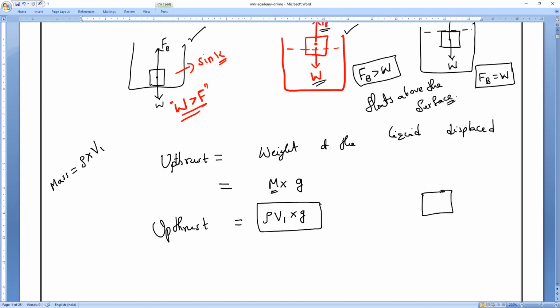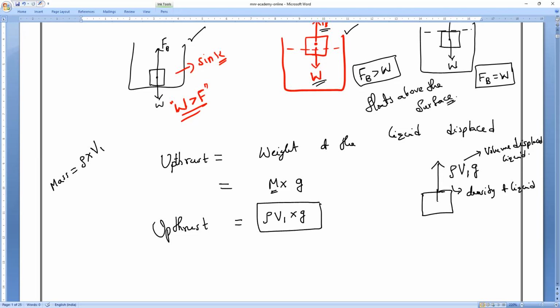So this is actually the buoyancy force. Buoyancy force is equal to what, guys? Rho V1 G. What is rho? Rho means density of liquid. What do you mean by V1? V1 means volume of displaced liquid.